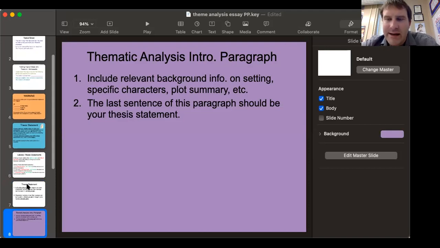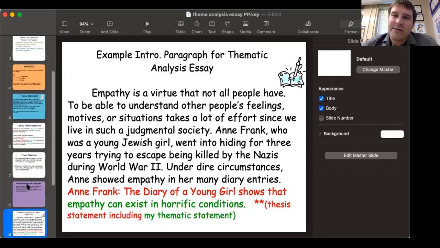Now let's actually start writing the essay that you're going to present. So, a thematic analysis introduction draft. Here's how you're going to write an introduction for this. You're going to include relevant background information on the setting, specific characters, plot summary, etc. In the last sentence of the paragraph, your thesis statement. So you're just going to give us important information we need to know, and the last sentence should be your thesis statement.